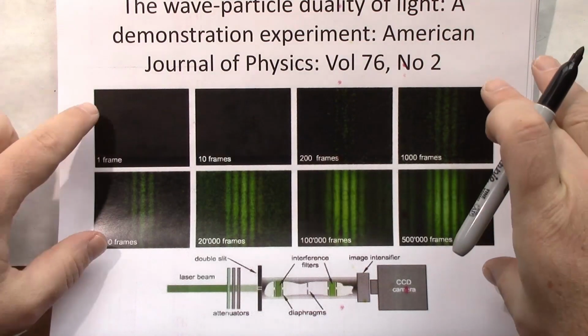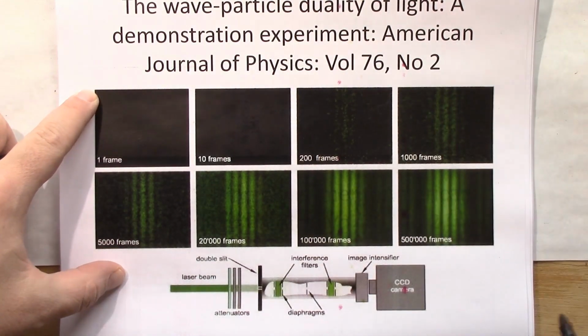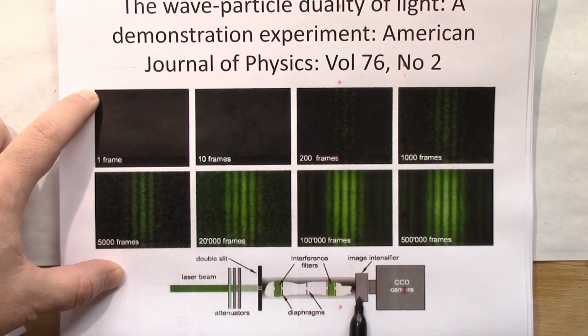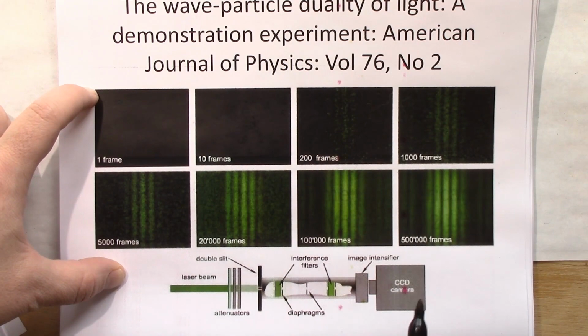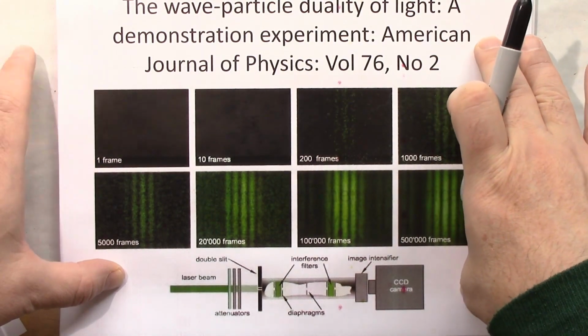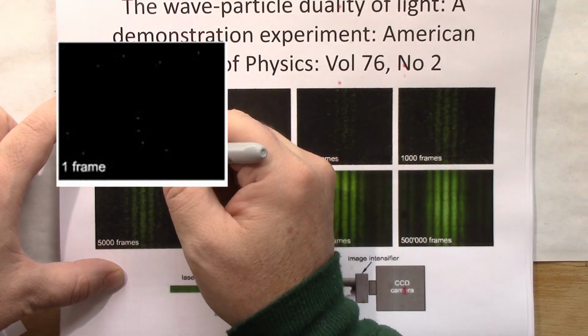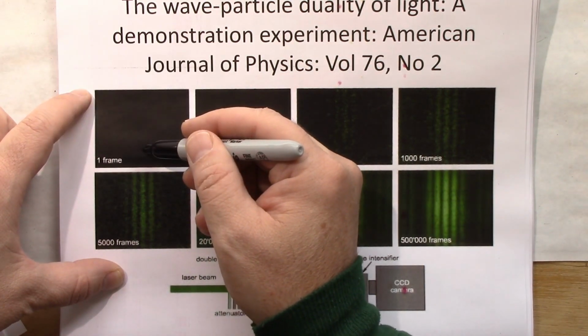What physicists have done is they've taken this experiment where they put a laser beam into a double slit and then into an image intensifier, into a CCD camera. Now, it might be hard to see from up there. I don't think my printer has the resolution, but over here, there's only about a dozen green points of light.